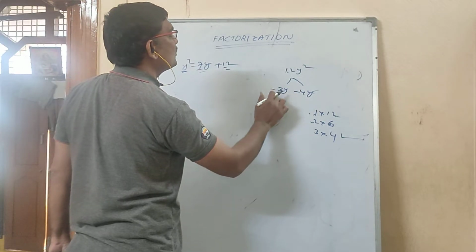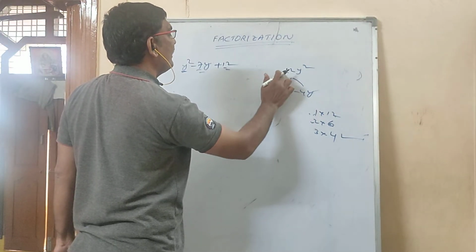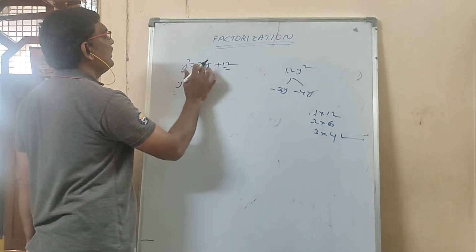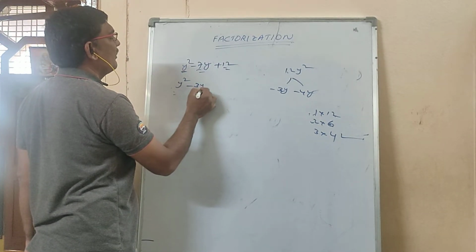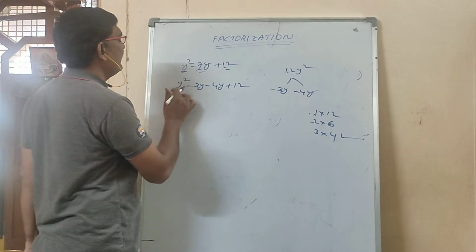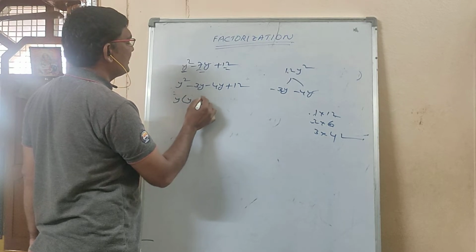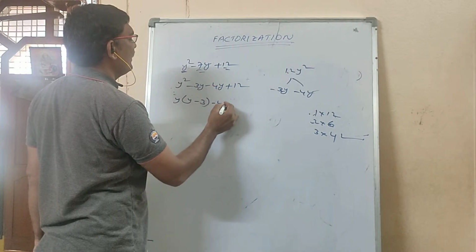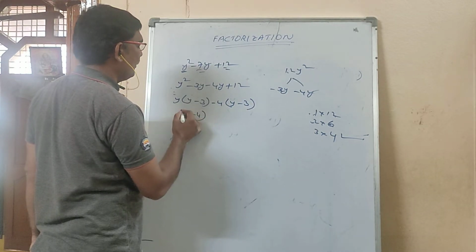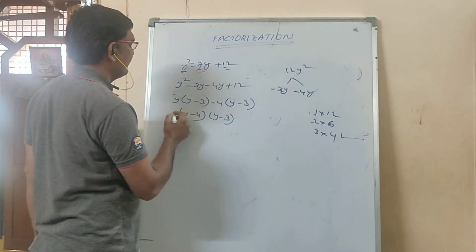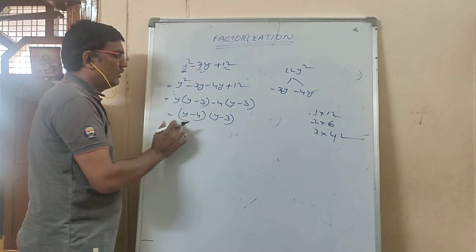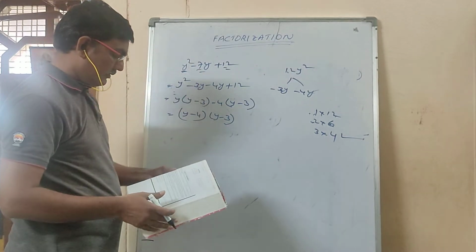If you multiply these two, minus into minus is plus, 3 4s are 12, y into y is y square. So here y square as it is, in place of minus 7y, minus 3y minus 4y plus 12. Now what you have to do is y take as common, y minus 3, take minus 4 as common, y minus 3. y minus 4 into y minus 3. Checking as I said, multiply these two, you will get the question again.